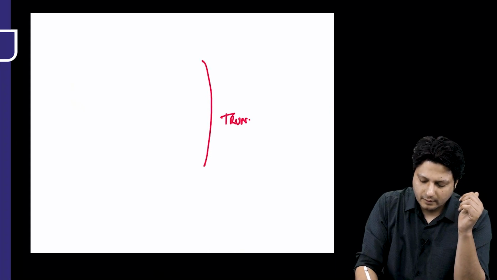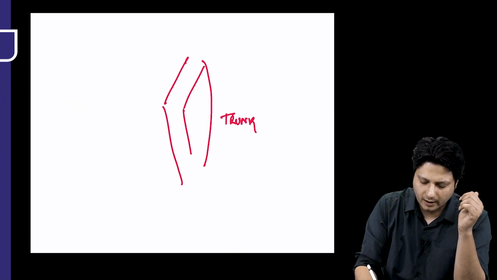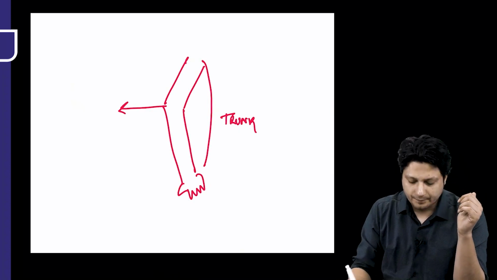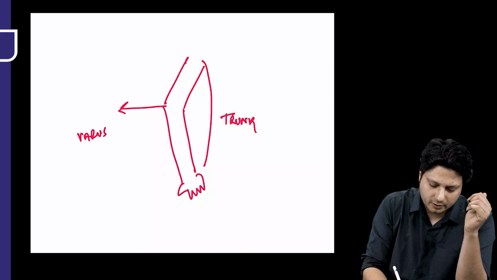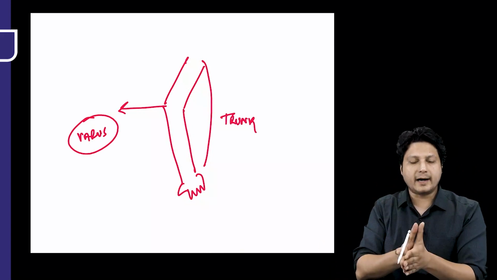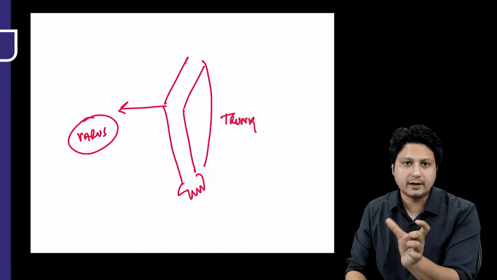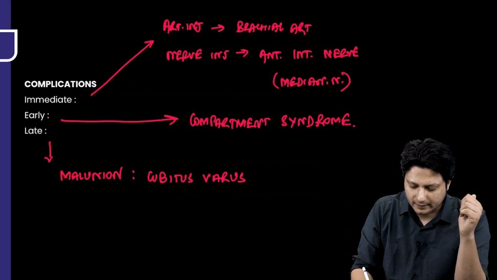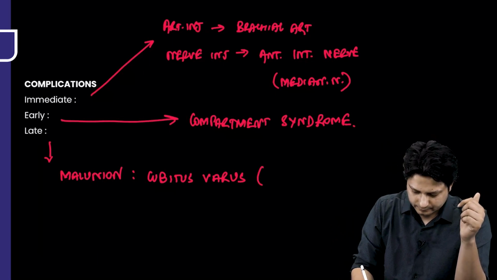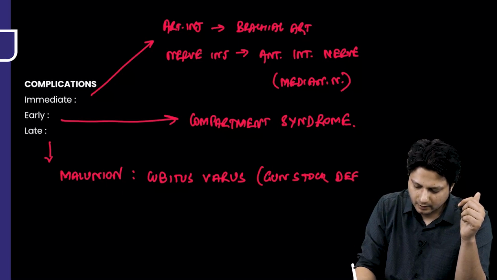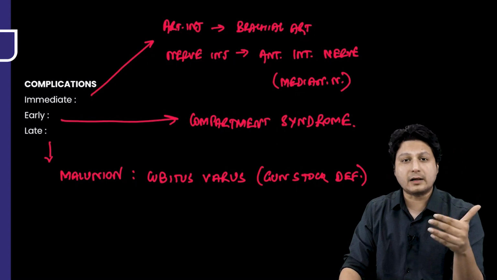Now, imagine if this is the trunk of the individual, alright, this is the arm and this is the forearm, and the apex is pointing away from the midline of the body. So, it would be called as varus deformity. So, in case of supracondylar fractures of the humerus, if it malunites, then it will lead to cubitus varus, alright, not the valgus, where the apex is pointing away from the midline of the body. Now, this cubitus varus is also known as gun-stock deformity.